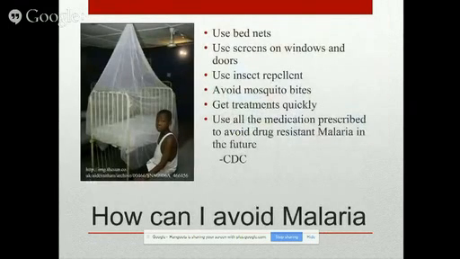And then we'd also teach how to avoid malaria. A big thing would be how to use bed nets, to use screens on windows or doors, or the bed nets on the windows and doors. Use insect repellents, avoid mosquito bites, get treatments quickly, and use all the medication prescribed to avoid drug-resistant malaria in the future. A lot of times people start to get better, and so they stop taking the drugs. And then if they get the disease again, it comes back even harder.